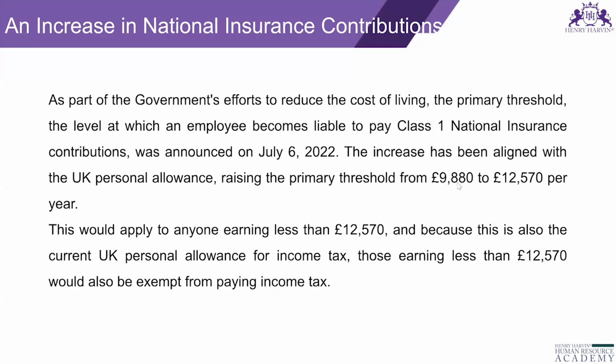Now, how much has it been increased? The increase has been aligned with the UK personal allowance. Now, what is the UK personal allowance? The tax code 1257L, which is converted to 12570, is a tax exemption amount. It is also called personal allowance. This would apply to anyone earning less than 12570, and because this is also the current UK personal allowance for income tax, those earning less than 12570 would also be exempt from paying income tax. Okay, so both will not be deducted.